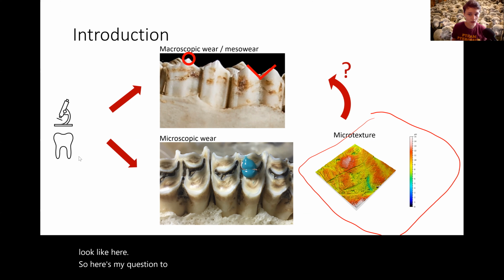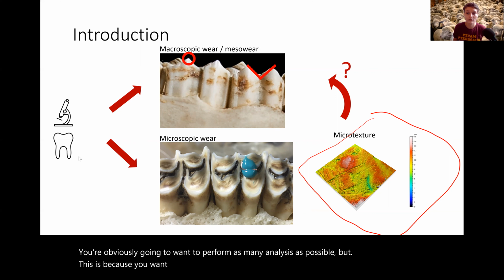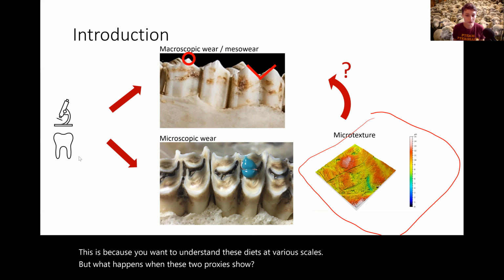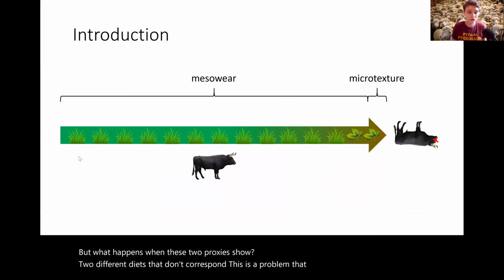If you're a paleontologist and you have a reduced set of teeth, you're obviously going to want to perform as many analyses as possible. But this is because you want to understand these diets at various scales. But what happens when these two proxies show two different diets that don't correspond? This is a problem that we often run into in the literature.